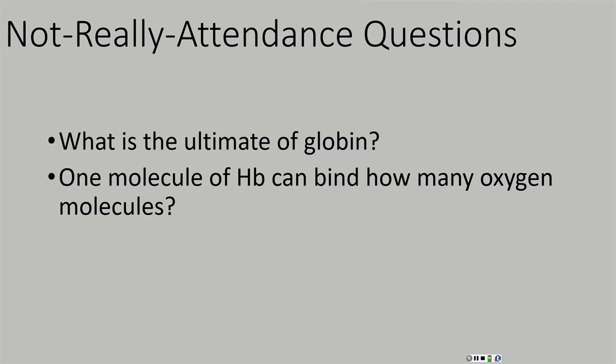Now, one molecule of hemoglobin can bind how many oxygen molecules? Well, this actually talks about the other part of hemoglobin, the heme pigment. And remember, one hemoglobin molecule has 4 heme pigments, each of which has an iron atom in the middle, each of which can bind 1 oxygen molecule. So one hemoglobin can bind 4 oxygen molecules.